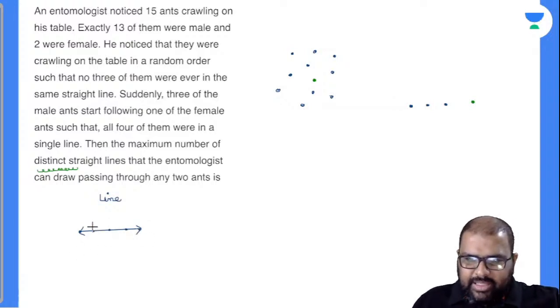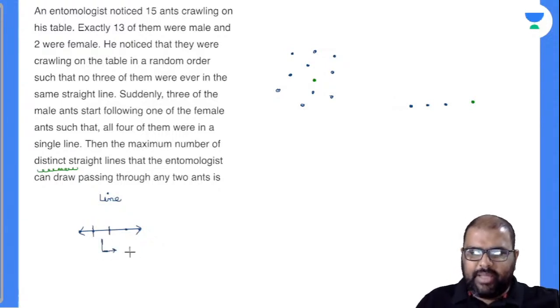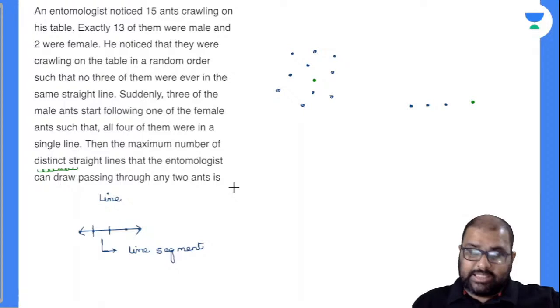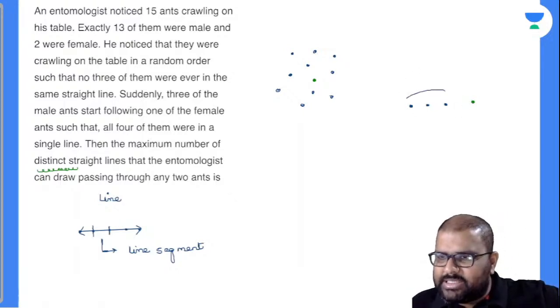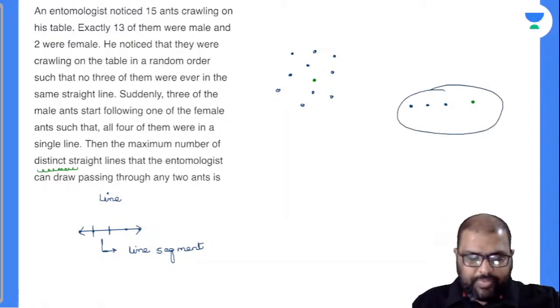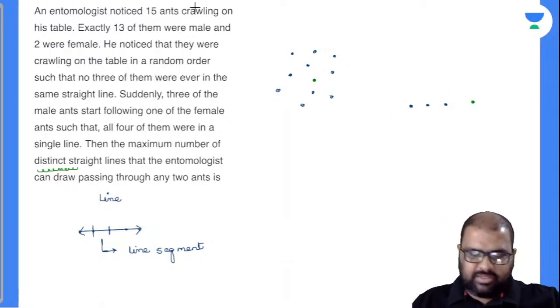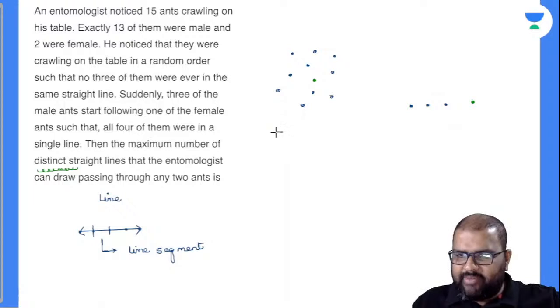Now in between this, see here, a part of a line is called a line segment. This line segment has a starting point and an ending point. Now you are drawing line segments here which must have one starting point and one ending point. There are some lines which you cannot form distinct. Can you form different line segments with these 4 points? No, right?